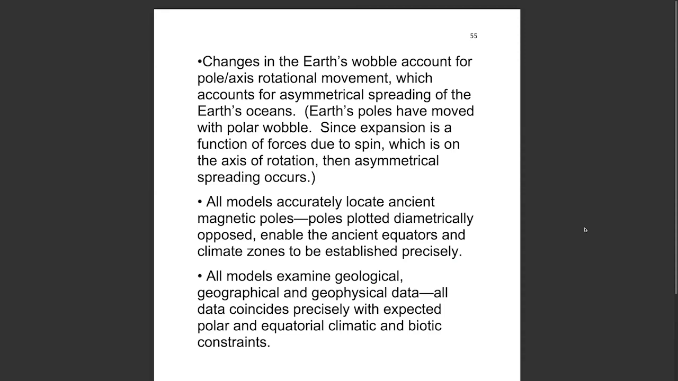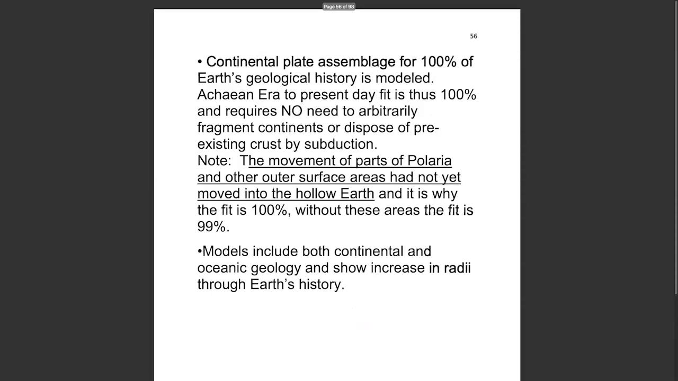All models examine geological and geographical and geophysical data as well. All data coincide precisely with expected polar and equatorial climatic and biotic constraints. Continental plate assemblage is 100% for Earth geologic history. It covers 100% of the time, as I previously mentioned, from the Archean, the beginning when the Earth had a solid crust, all the way through, with no need to arbitrarily fragment continents, break pieces up, dispose of crust through subduction. None of that baloney is necessary.